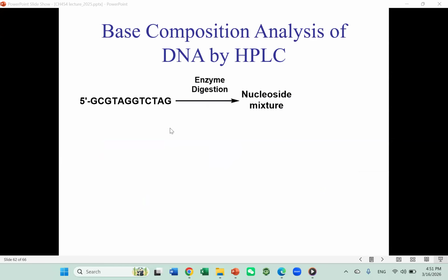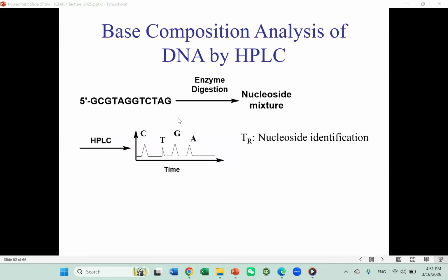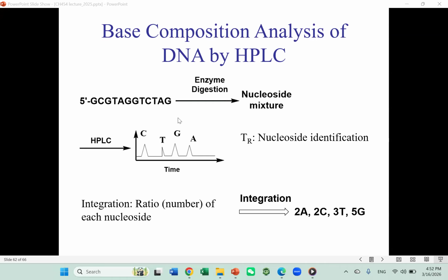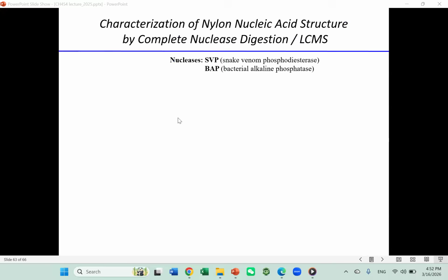Here's one example. We have this DNA sequence. We apply the two DNA enzymes and cleave it into individual nucleosides, and then we run HPLC. We should see four peaks, because there are four nucleic bases in this sequence. Based on retention time, we can clearly figure out which base belongs to which peak in the chromatogram, and based on integration of individual peaks, we can figure out how many of each nucleic base there are. That's what we'll do in this project.